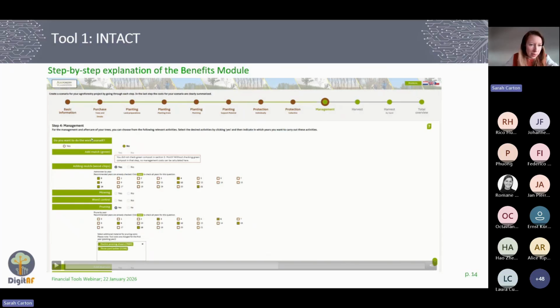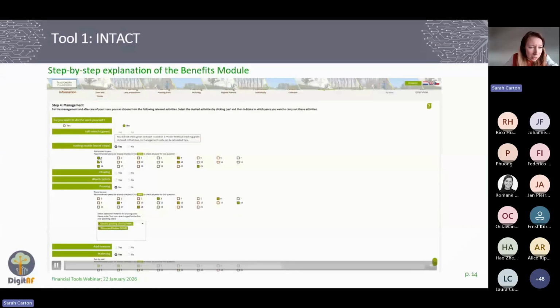For tree management, we have a different page, so it's possible to see all kinds of activities that are common, like adding mulch, mowing the tree strip, weed control, pruning. There are different options. And what is nice about this tool is that you can also define the frequency. If you want to apply it every 4 years, you can click on year 0, year 4, year 8, year 12. So you can really make a management system that is suitable to your agroforestry projects.